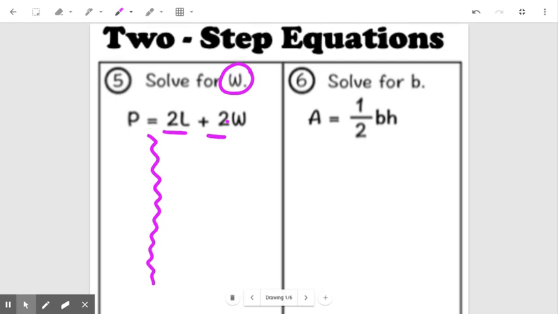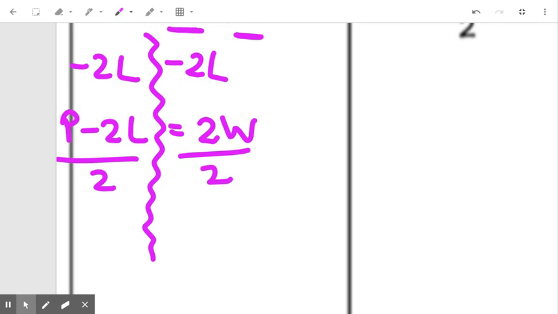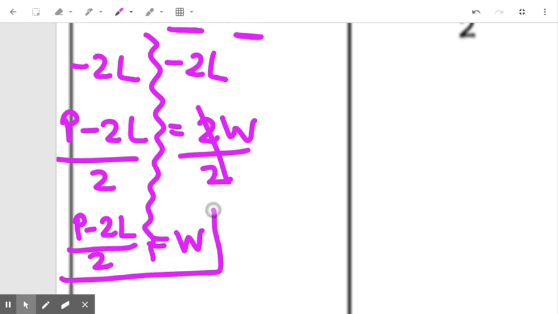So when I start with this problem, I'm going to start by getting rid of the 2l. It's furthest away, and I'm also adding it onto the w part. So I'm going to do a minus 2l on both sides. And that will give me P minus 2L equals 2W. Now I can get rid of the multiplying by 2 by dividing by 2. Notice I have the entire side over there, over 2. So I have P minus 2L over 2 equals W. And that is solved for W.